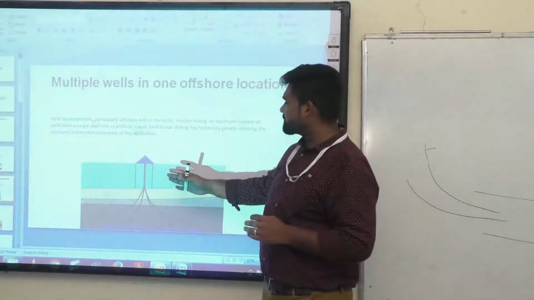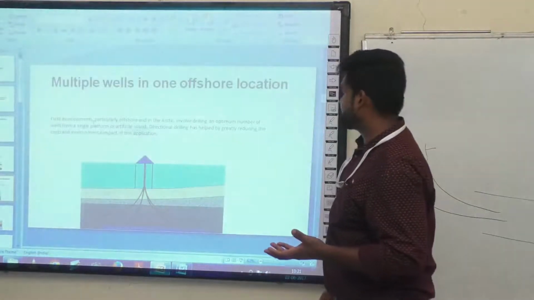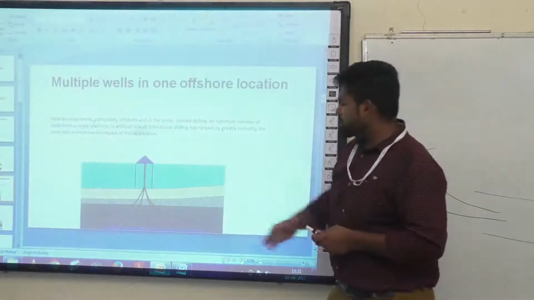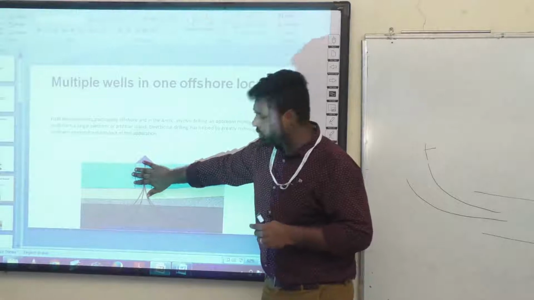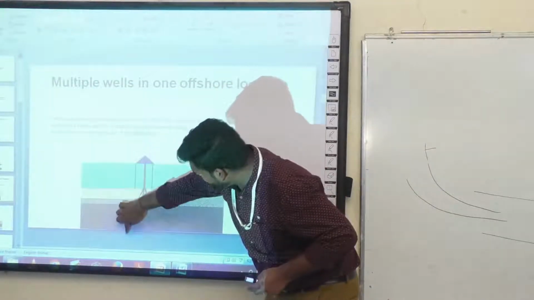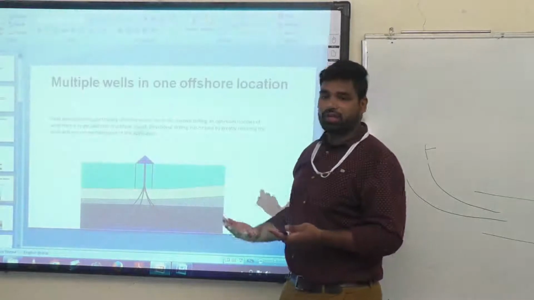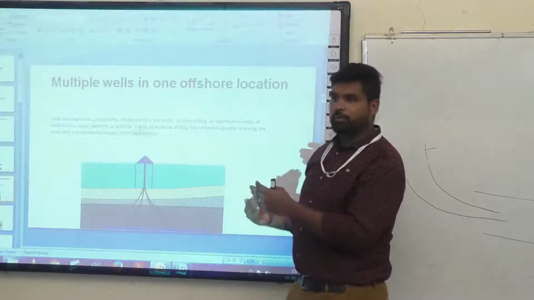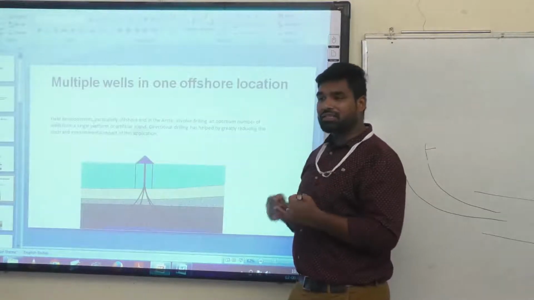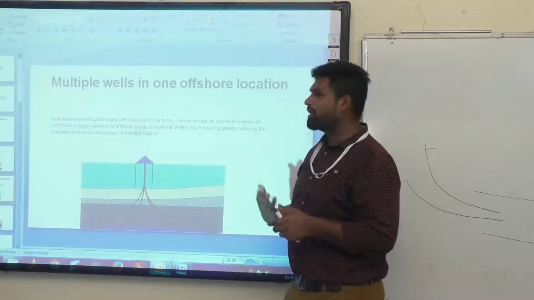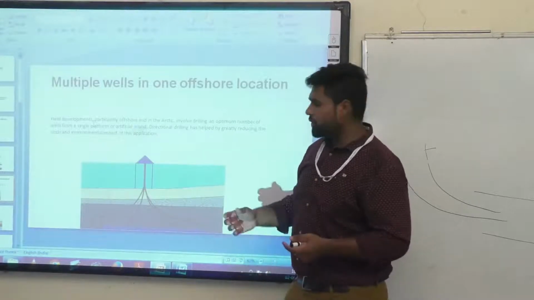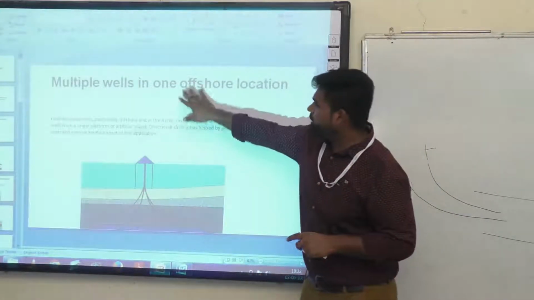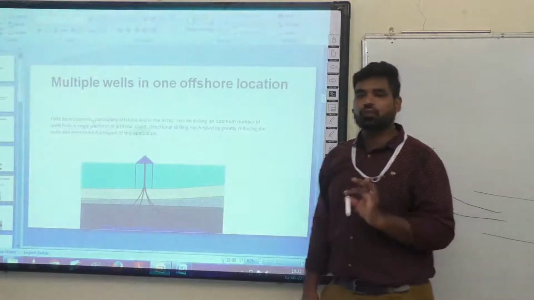This has many advantages, because you are reducing the cost as well as the environmental impact of this location. If you don't have this, you have to put one vertical well here, another vertical well here, and another. It will increase the cost, right? You will have transportation costs, and you have to rent more platforms. That will increase the cost as well as the manpower, and the environmental implications will be more. So we are eradicating that disadvantage by using multiple wells in a single offshore location.